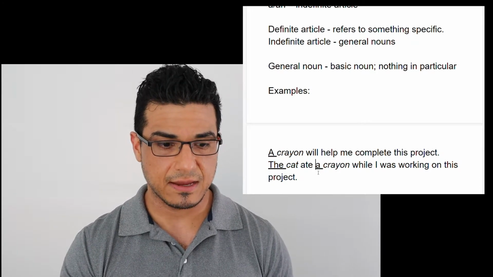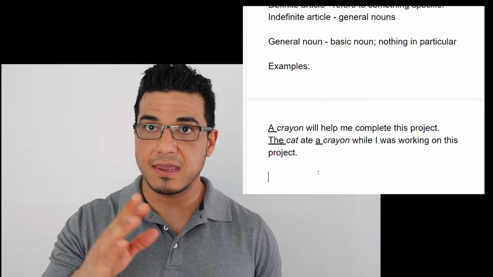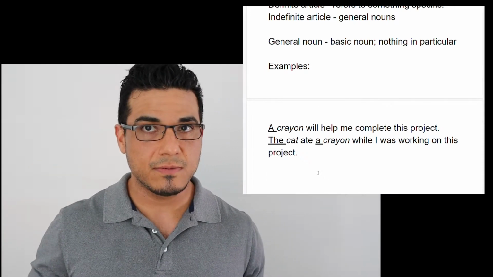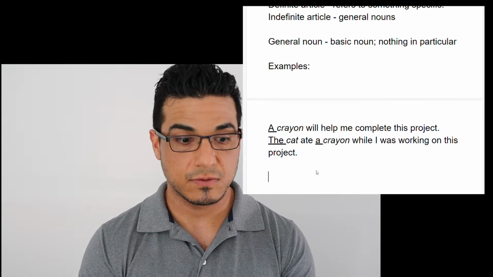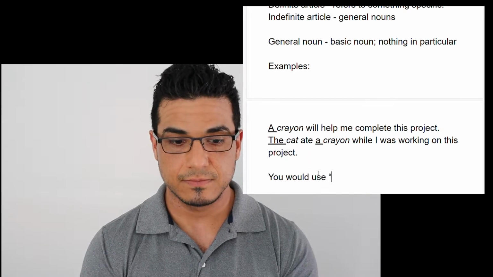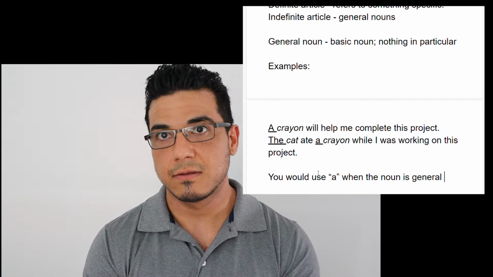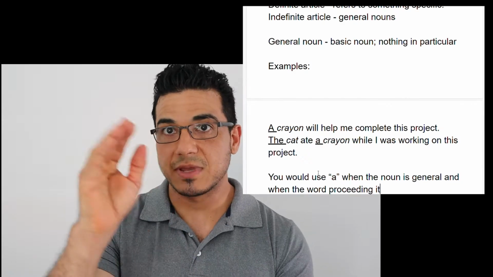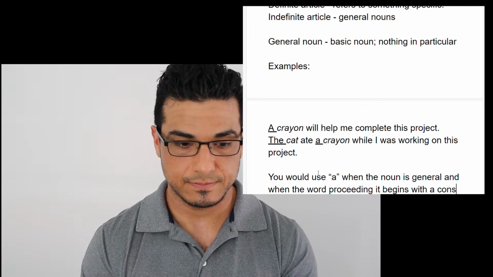I should also say, I'm not sure I brought this up as a rule, but the use of a and an. When do I use a? When do I use an? It's pretty simple. You just have to be a little bit mindful of what's going on. But you would use a, so I'll even write that down, when the noun is general and when the word following it begins with a consonant.